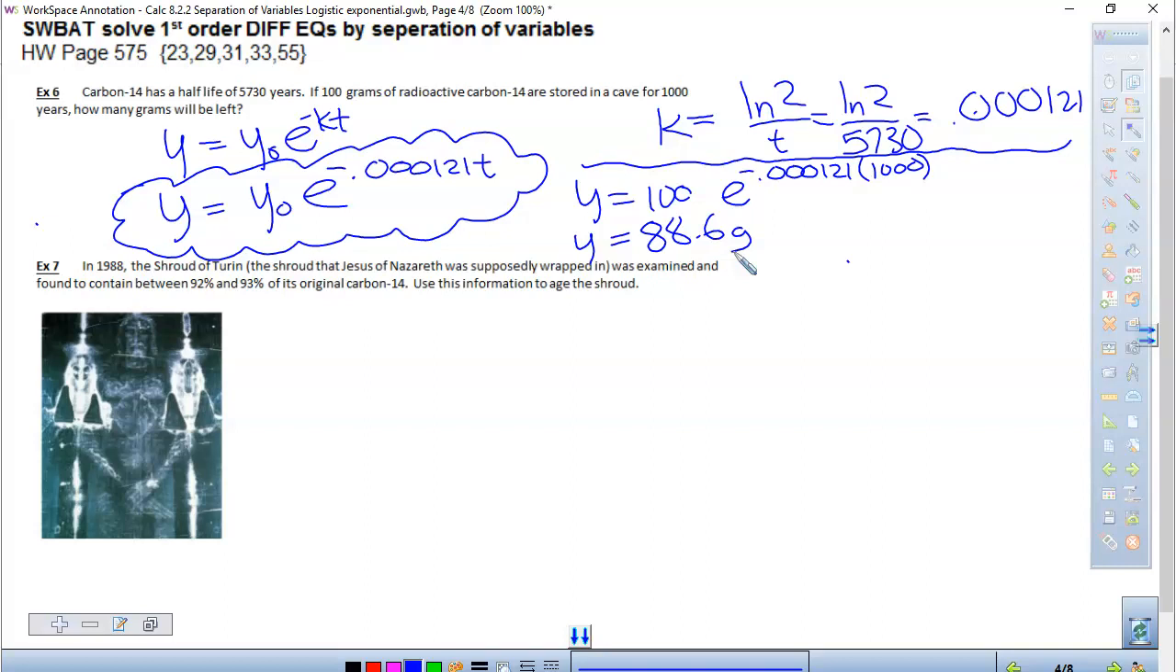Okay. So this is a sacred religious thing. So what some scientists said is, hey, let's carbon date this sucker and see how old the shroud is. It's not Jesus, is it? Well, let's find out. So in 1988, the Shroud of Turin, the shroud that Jesus of Nazareth was supposedly wrapped in, was examined and found to contain between 92 and 93% of its original carbon-14. So we're going to use this information to date the shroud. How do you know it's of the original?